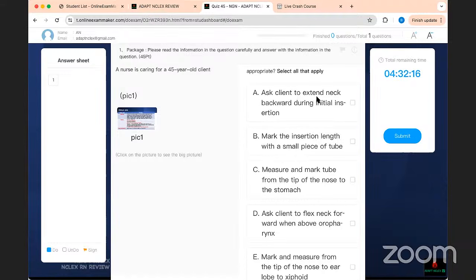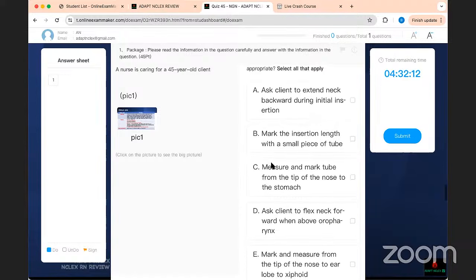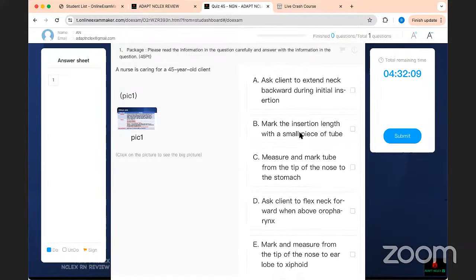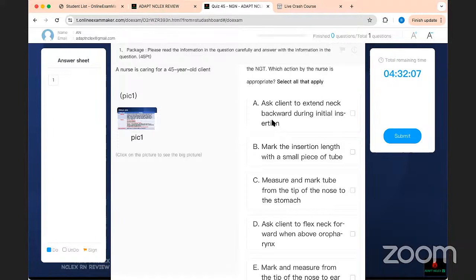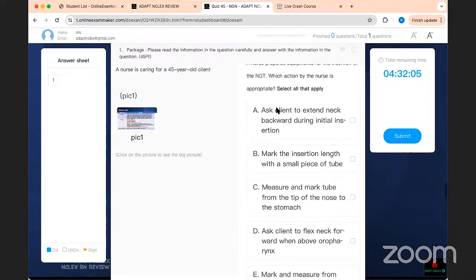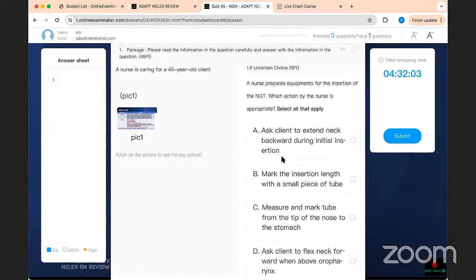Ask client to extend neck backward during initial insertion. Mark the insertion tube so we can do both one at a time. We are going to place an NG tube. Which of these processes is usually acceptable, right?